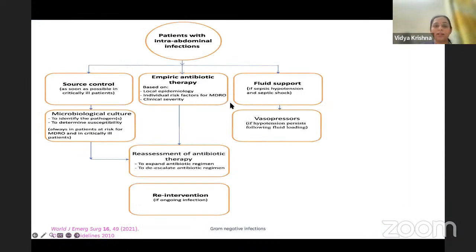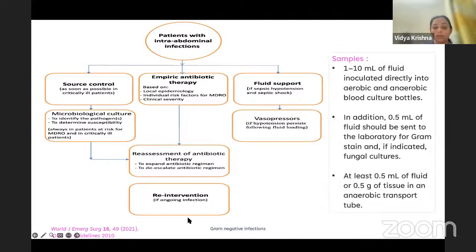So basically, if you're starting with a patient with an intra-abdominal infection, it is very important to do adequate source control, and very important to send microbial culture. Then obviously we discussed how we are going to choose our empiric antibiotics, ICU support and all that. But remember that sometimes you might have to go and re-intervene. You might have to do a re-intervention.